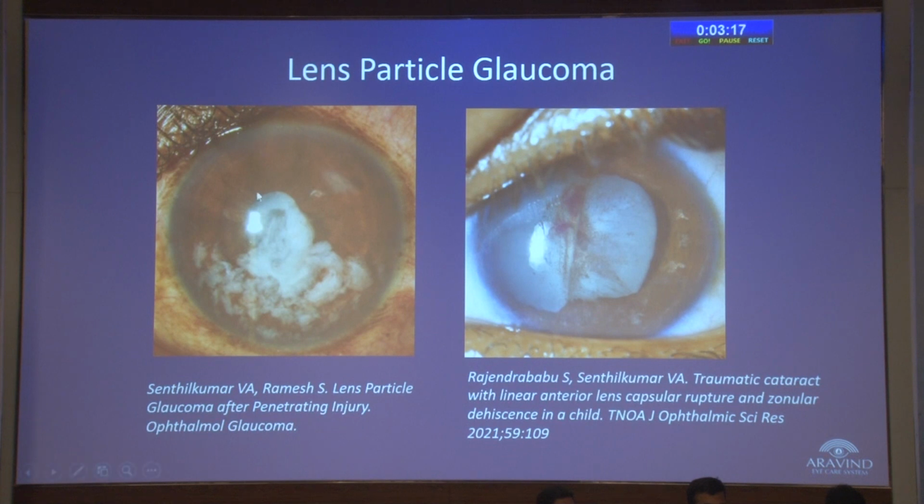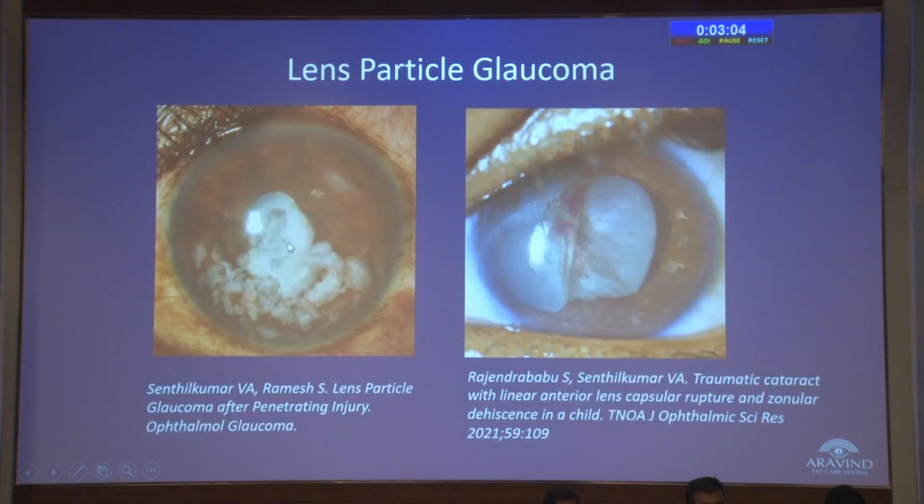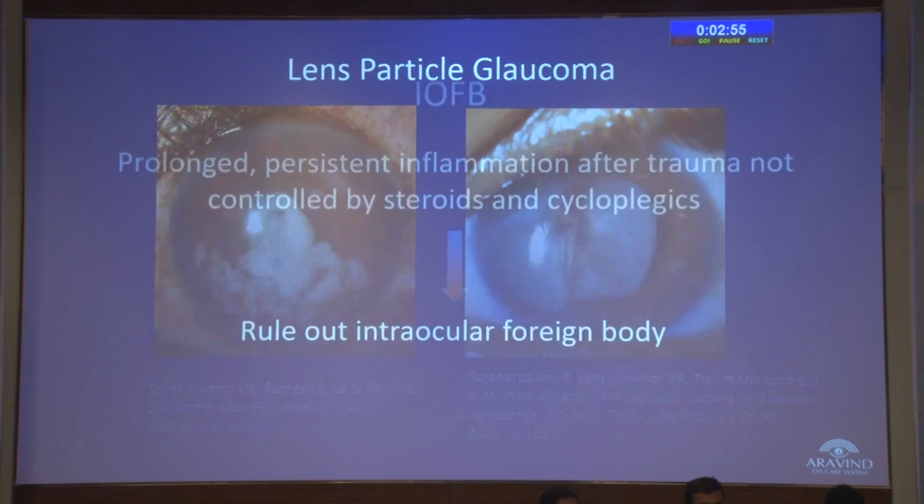So this is a patient with lens particle glaucoma where you could see a clearly penetrating injury of the cornea with the corresponding iris wound, and also this is a traumatic cataract with the anterior lens capsule rupture with the spillover cortical matter in the anterior chamber. So this patient, initially he was managed with steroids and cycloplegics and glaucoma medications, and subsequently he underwent a cataract extraction to control intraocular pressure.